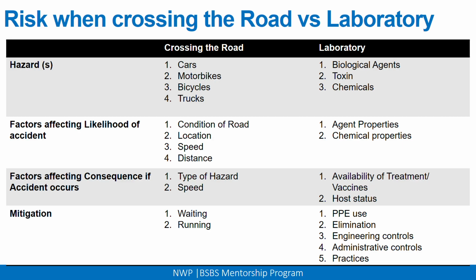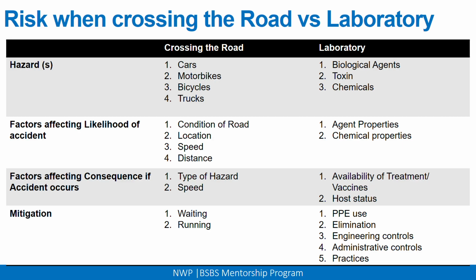Right? So now let's look at the factors affecting likelihood of the accident or incident in this case, if we're talking about the laboratory. So for you crossing the road, we said condition of the road, the location of the particular agent or hazard, the speed of the hazard, and the distance at which the hazard is. That will affect the likelihood. So in the laboratory setup, what will mostly affect the likelihood of you getting exposed is the agent properties as well as the chemical properties.